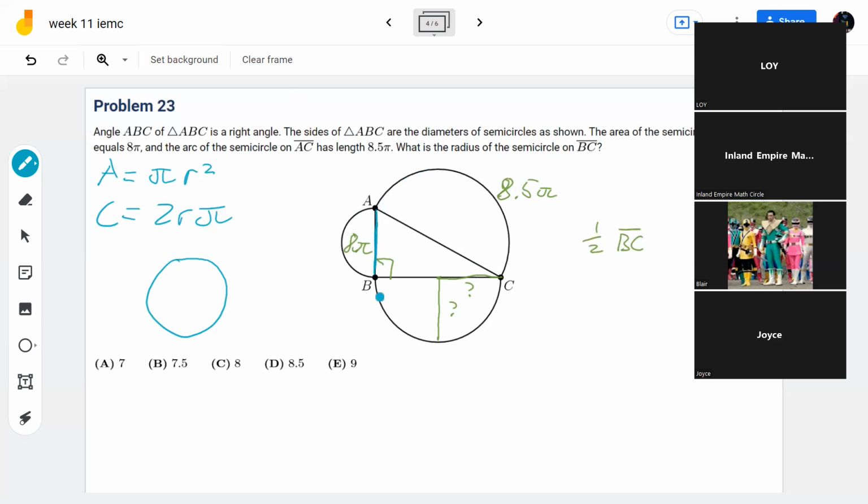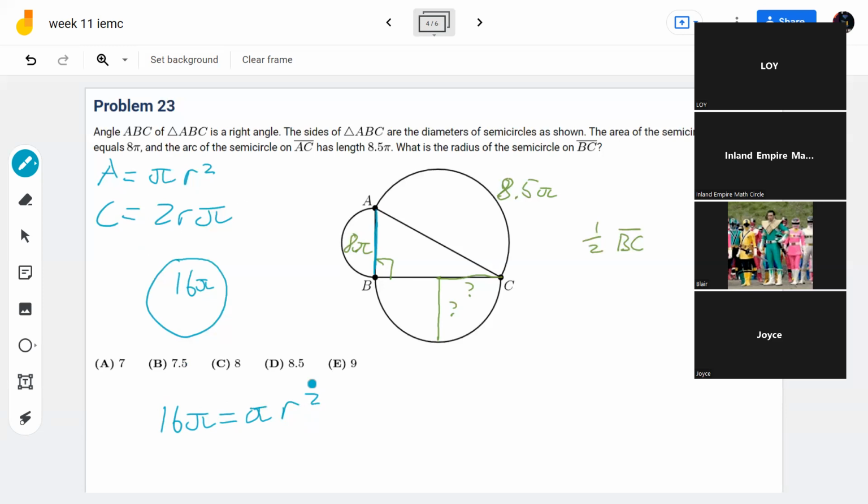All right, so a semicircle is half the area, right? So the area of this full circle will be 16 pi. And then remember, let's use our equation here. So 16 pi equals pi times the radius squared. Remember, we're looking for the radius here. So now this is just algebra.